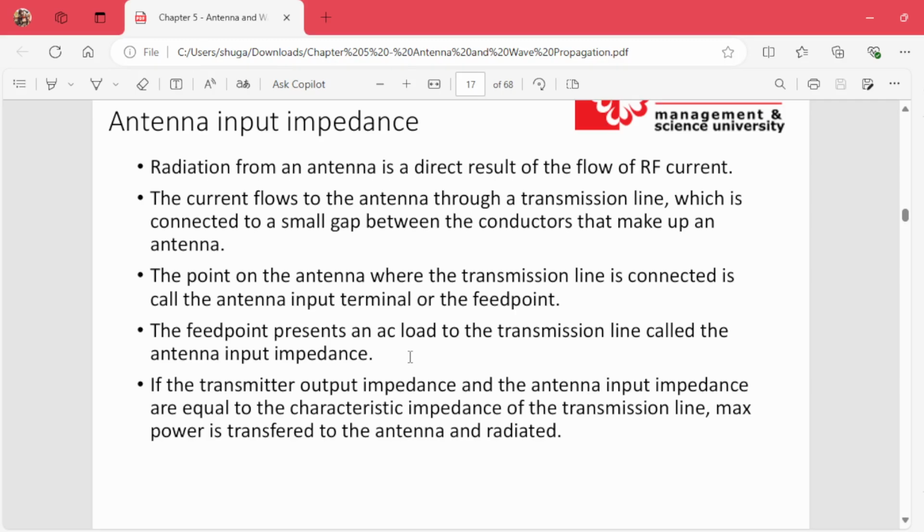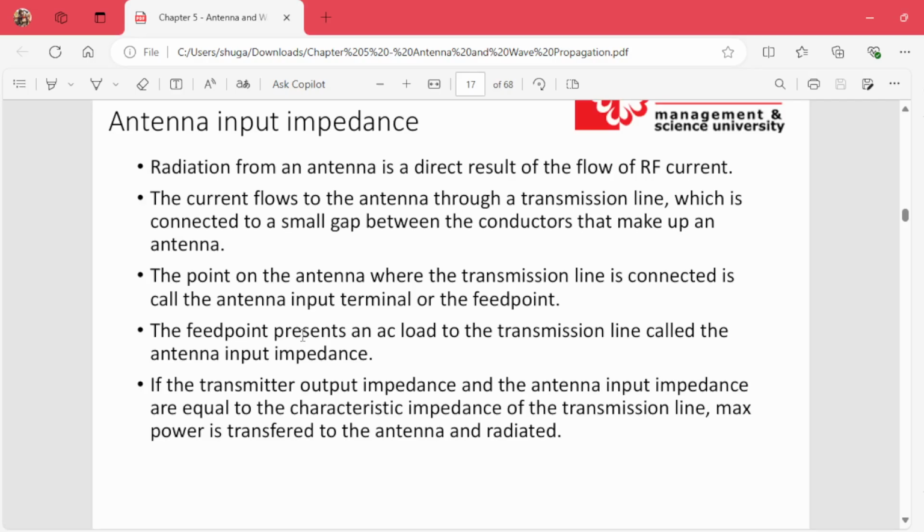And the other part of this is the antenna input impedance. The radiation from the antenna is a result of the flow of radio frequency current, which flows to the antenna through the transmission line, the cable itself, which is connected to the small gap between the conductors that make up the antenna. The point where the transmission line is connected is called the antenna input terminal or the feed point.